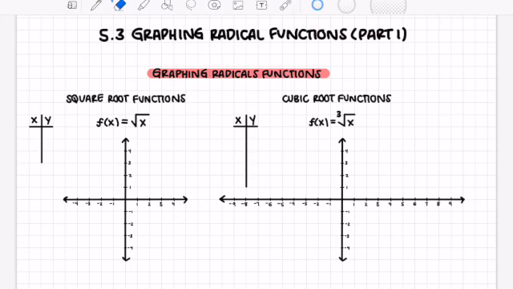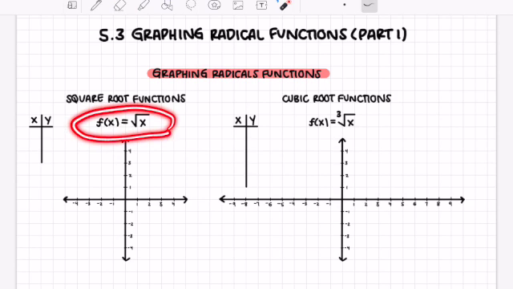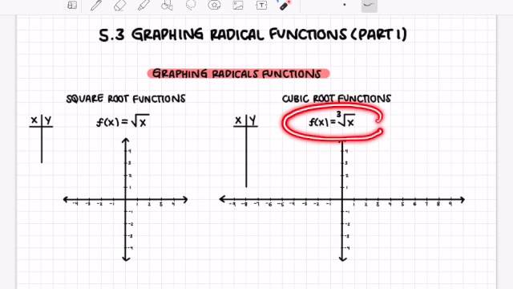Hi guys, so today we're going to be looking at Chapter 5, Section 3, Graphing Radical Functions, Part 1. If we're going to graph radical functions, the main ones that you will see are the square root function and also the cubic root function.